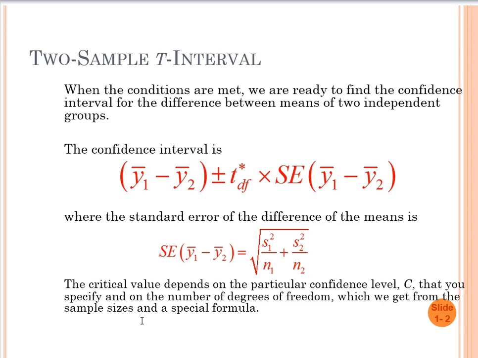Remember that your interpretation very much depends upon whether or not 0 is in that interval. If 0 is in the interval you construct, then you can't say that there is a difference between the two groups. But if your interval is completely positive, that means whichever group you put first has a greater average. Whereas if your interval is completely negative, whatever you put second has a greater average.